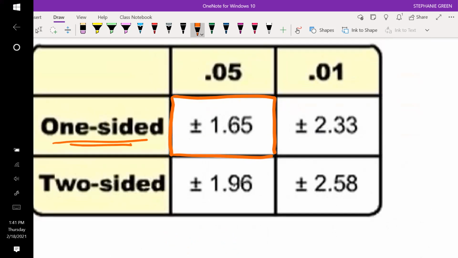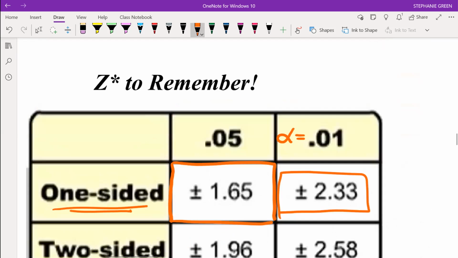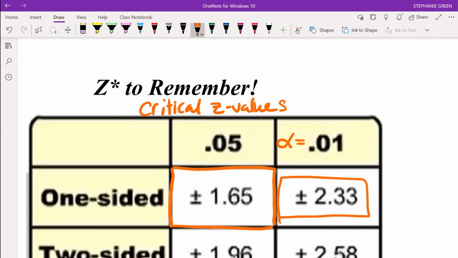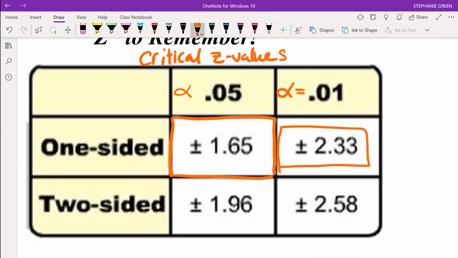If I wanted to change my significance level to 0.01 instead, you can see we would need an even greater z-score for that to happen. So these are called our z-stars, or our critical z-values. You can openly refer to these critical z-values and use them to justify your answers, and statisticians will know what that means, okay? So these are the critical z-values for each of our significance levels for one-sided and for two-sided tests. We'll look at a two-sided test next also.